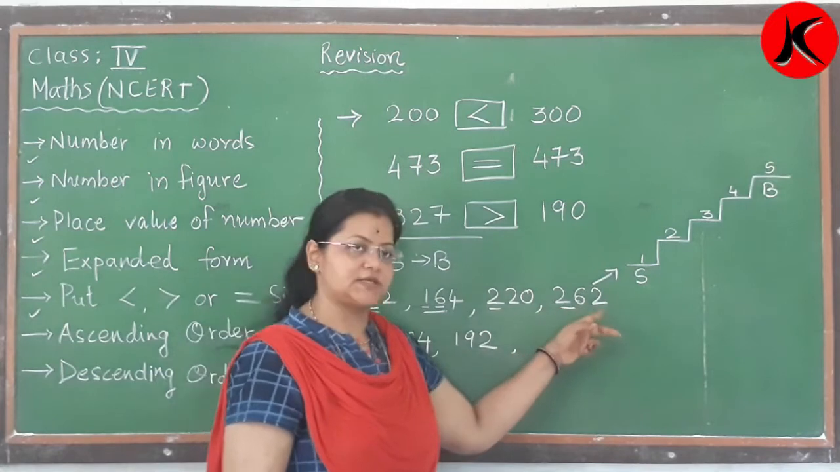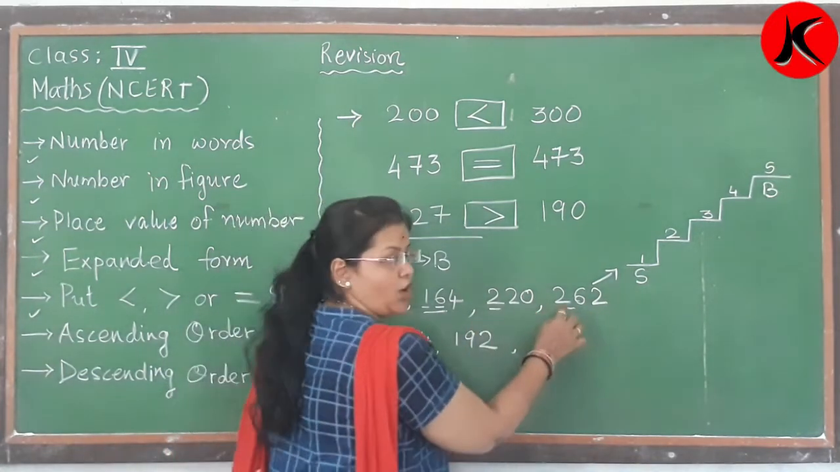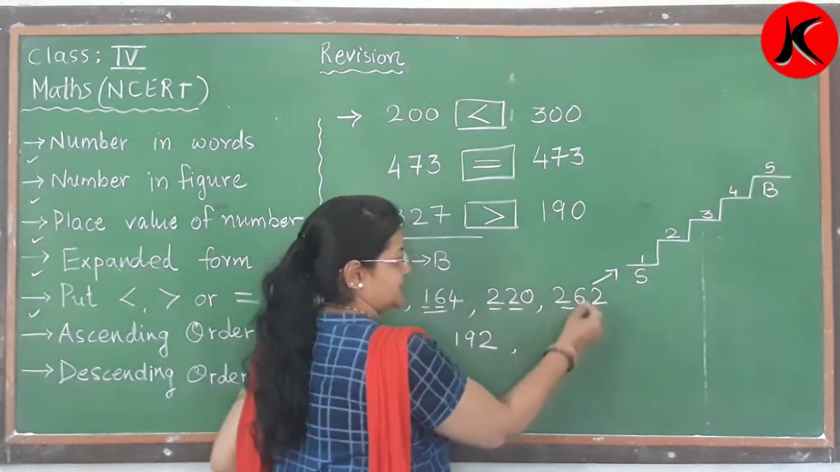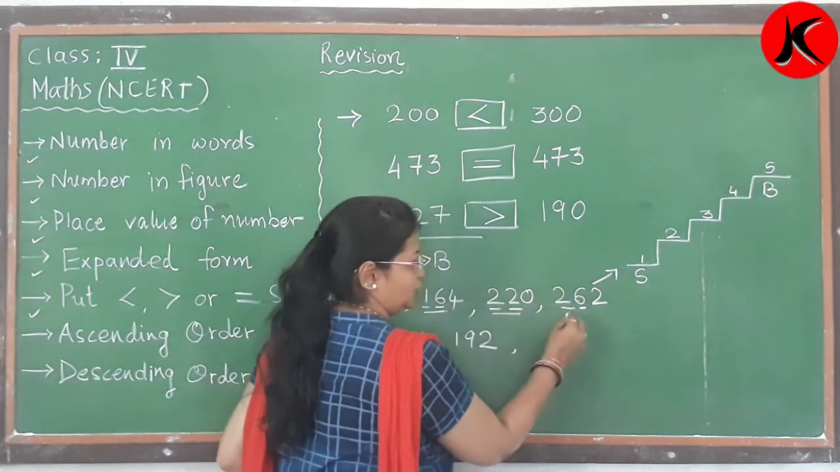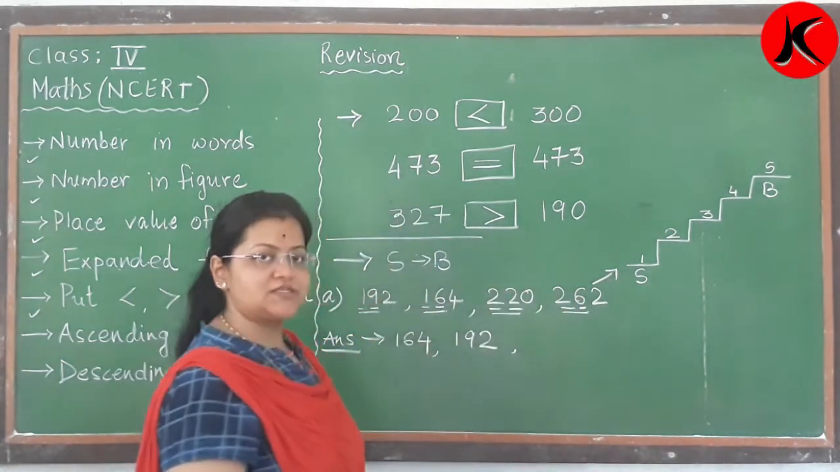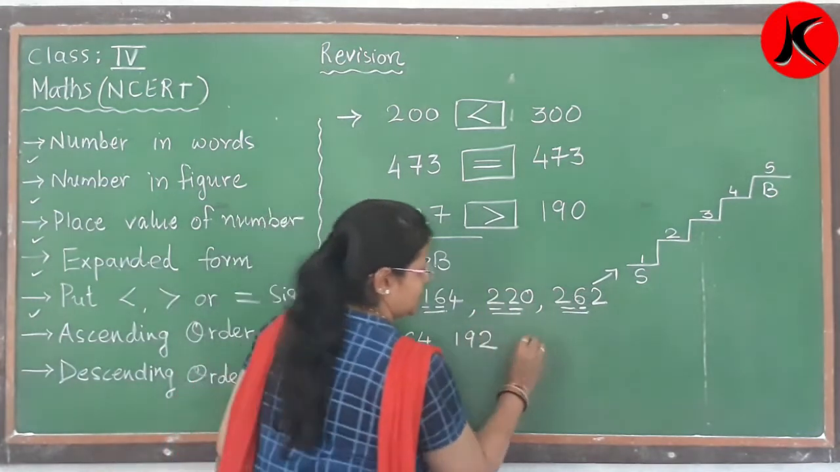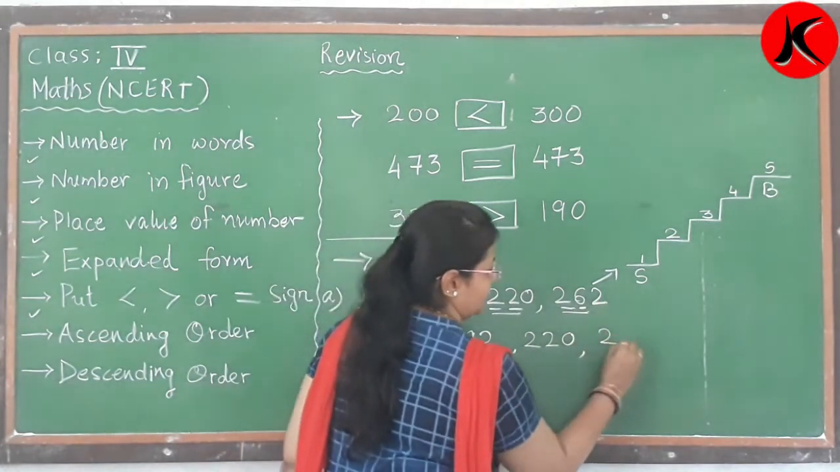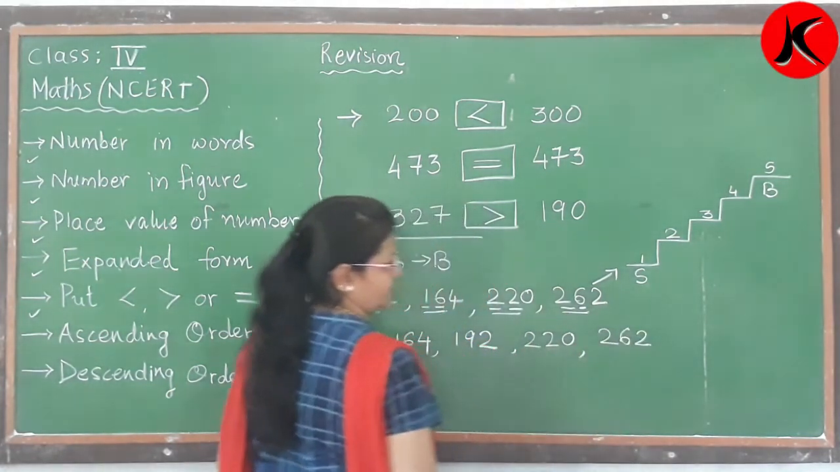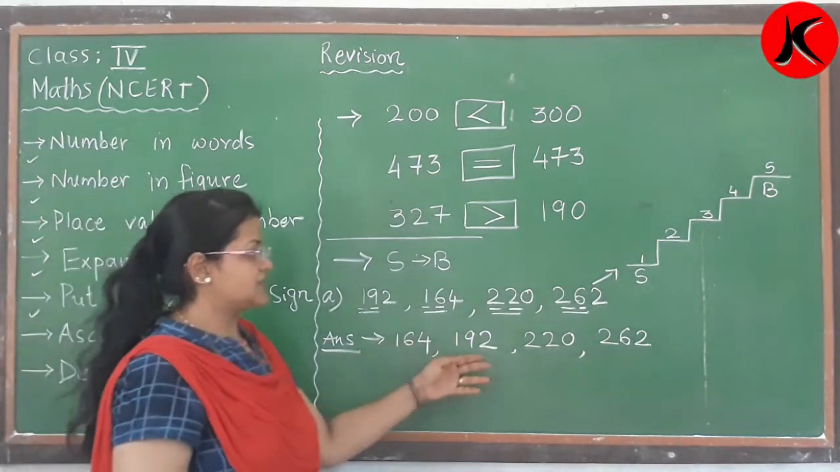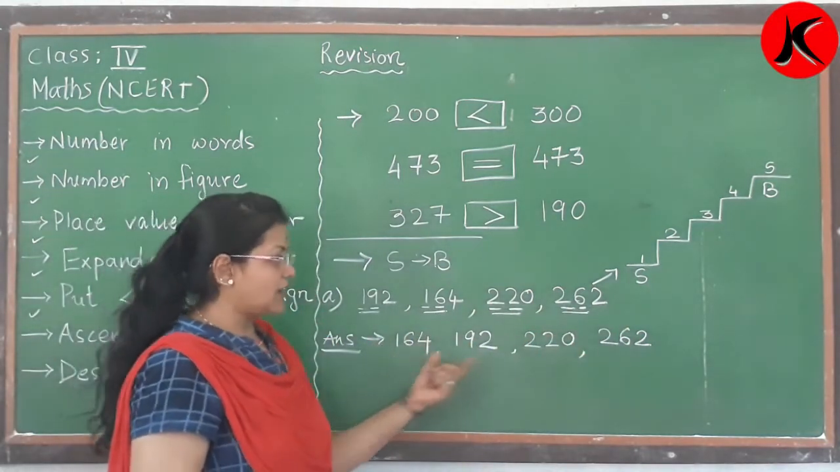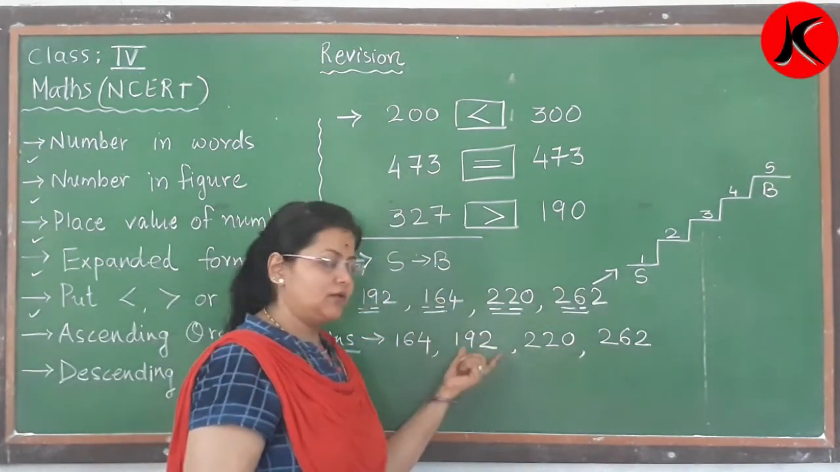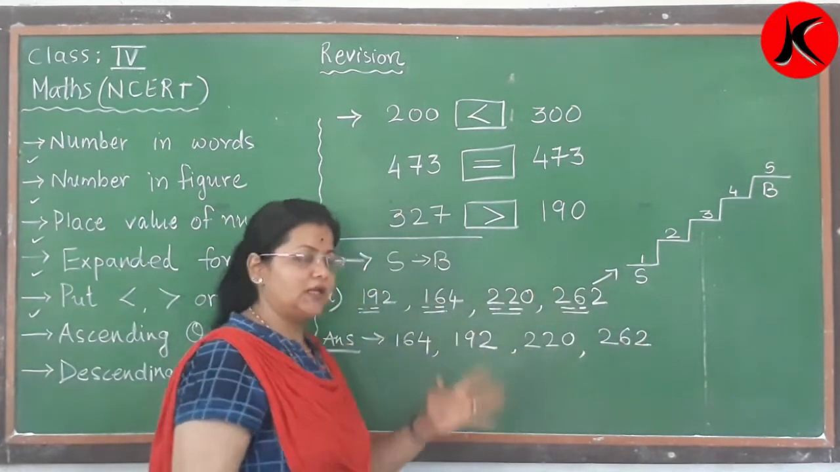220 and 262. So here first is common on 100's place, 2 and 2. Now second, here 2 and here 6. That means 22, 26. So which one is the smaller number? 22. So 220. And the last one is the bigger number, 262. Okay? So see, it's going stepwise, small number and big number. Okay? Small, a little bigger, and then finally the bigger number.